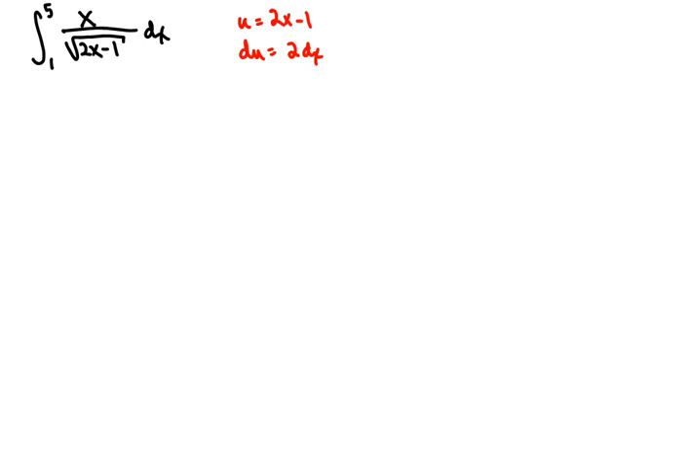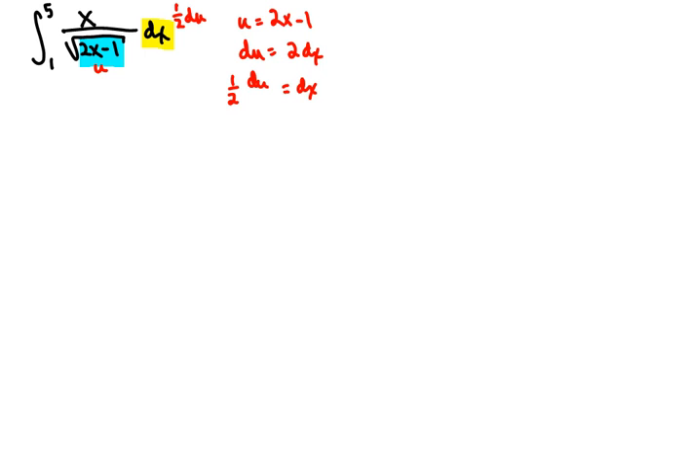And du is equal to 2 dx. But I don't have a 2 dx there, so I'm going to solve that for dx. And so I get 1/2 du is equal to dx. And of course I can swap out 2x minus 1 is equal to u. That's still going to leave me with an x in the numerator, and I still have my limits in terms of x instead of u.